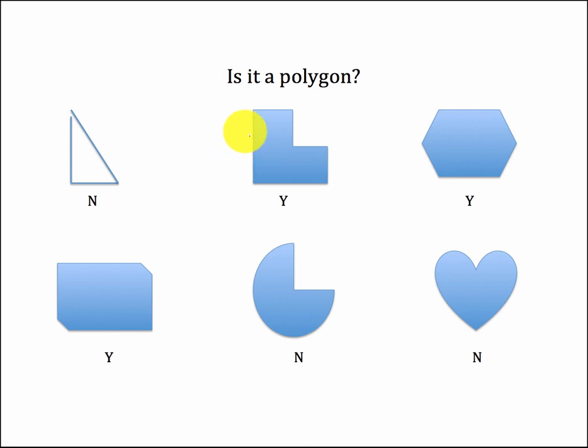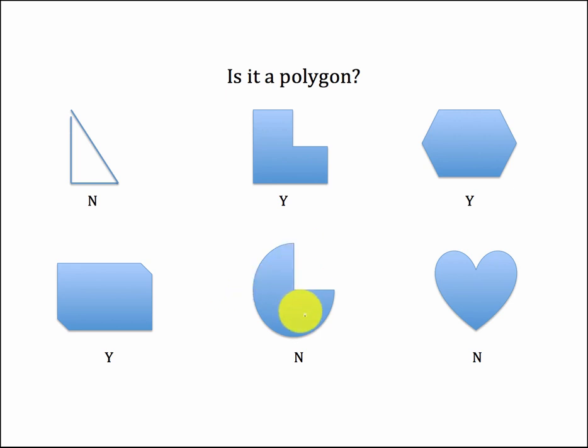This one here, all the sides are straight. 1, 2, 3, 4, 5, 6. So there's more than 3 sides. They're all straight, and it is a closed shape. So this is a polygon. This one here, 1, 2, 3, 4, 5, 6, is also a polygon because it's made up of 6 straight sides and it's closed. This one here, 1, 2, 3, 4, 5, 6, also has 6 sides that are straight and it's a closed shape, so it is a polygon.